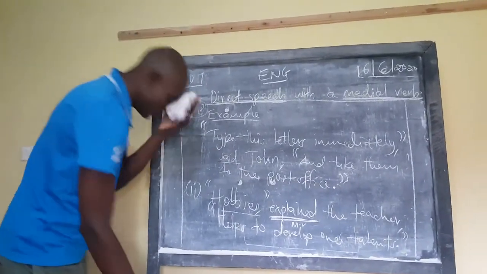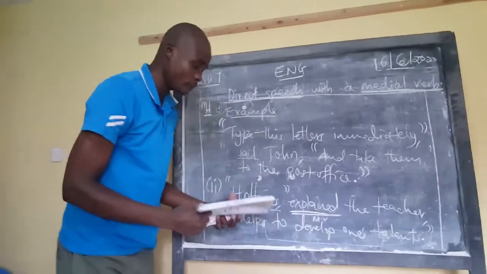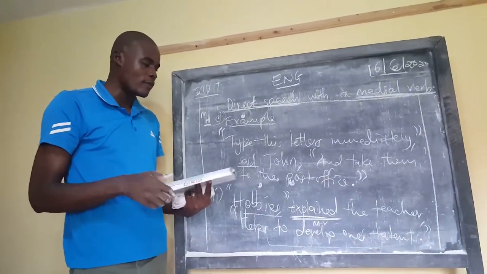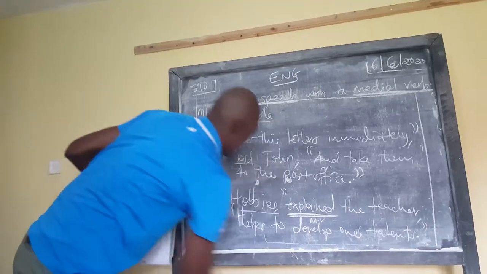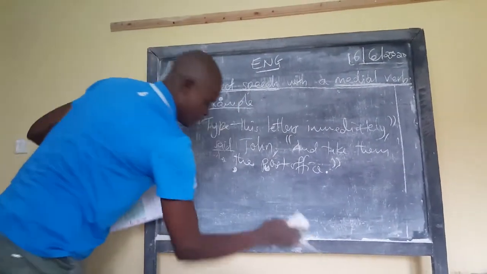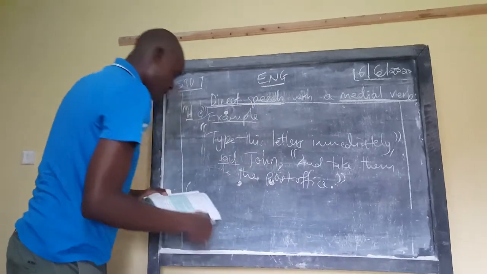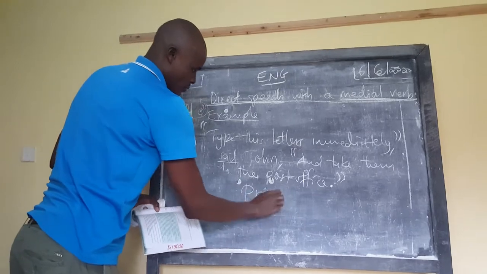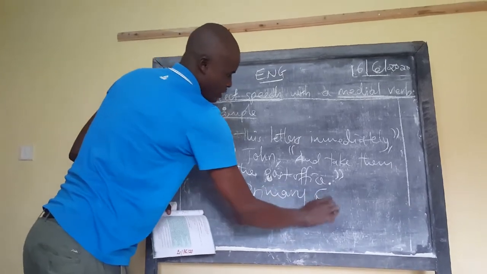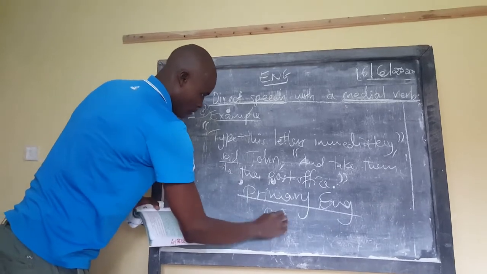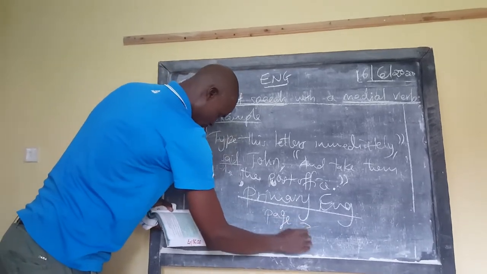So now I don't have any other objection. If you really followed what you have done, then we're not going to have any problem in this exercise that we are going to do. We're going to do a very simple exercise here on page 85 in your primary English book.